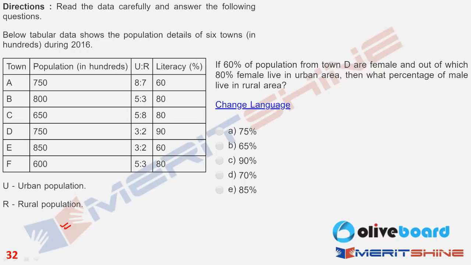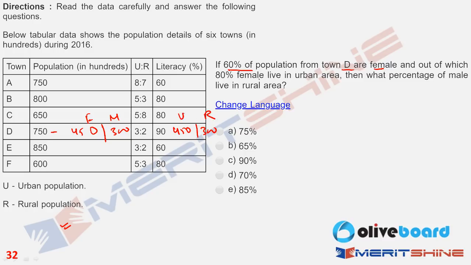Okay, what is given here? 60% of the population from town D are female. This is 60% here, 65 is 30. Yes, 45, so 450 is the female here, and the male here is 300. What is the urban to rural ratio? 3 is to 2. That means 150 into 3, 450 is here, and 300 is here. So this is urban to rural.